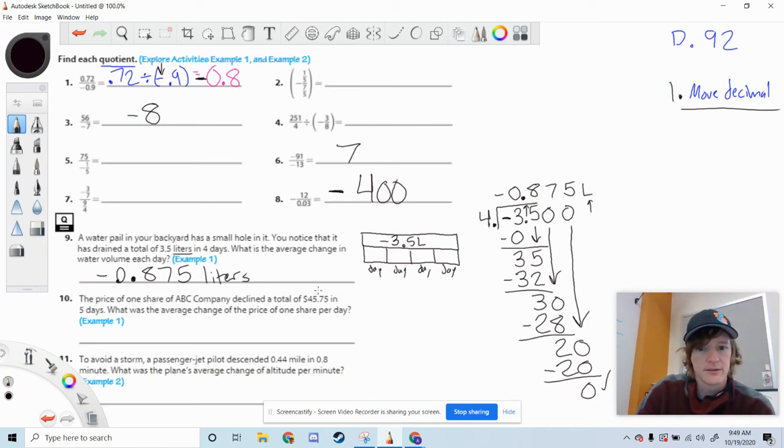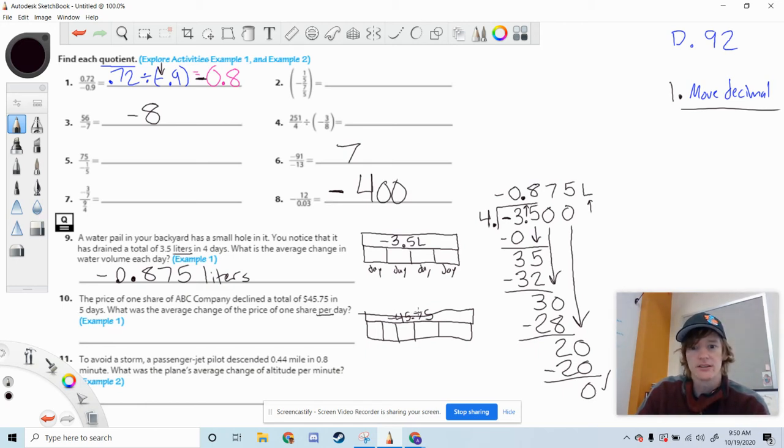All right. Number 10, the price of 1 share of ABC Company declined a total of $45.75. So it's $45.75 declined. That's negative, over a total of 5 days. So 1 day, 1 day, 1 day, 1 day, 1 day. We need to know what is the average change of the price of a share per day.